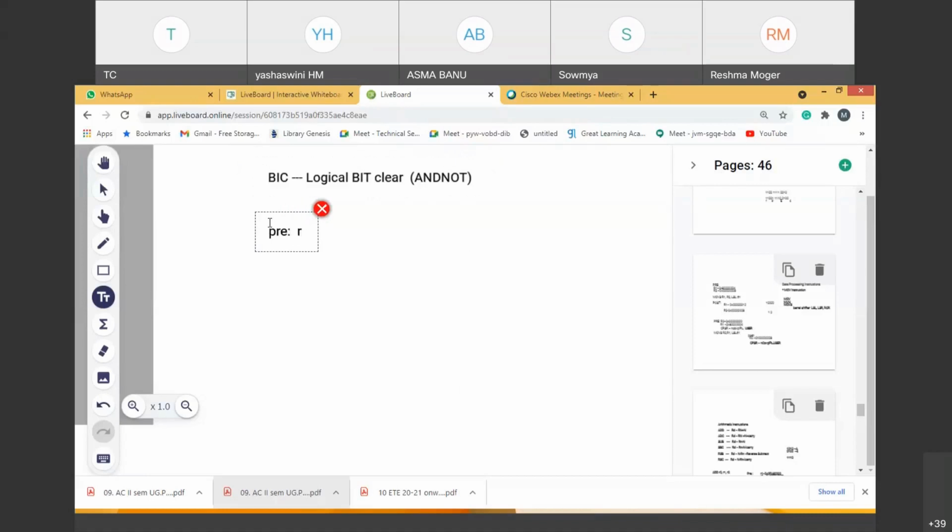For example, I'll say R1 contents are 0b. If I write like this, please understand the meaning: 0b means it's a binary number. Binary number, which means how many bits? 4 bits. Bitwise clear. I should clear the content. So for clearing any register content, we may use this instruction.